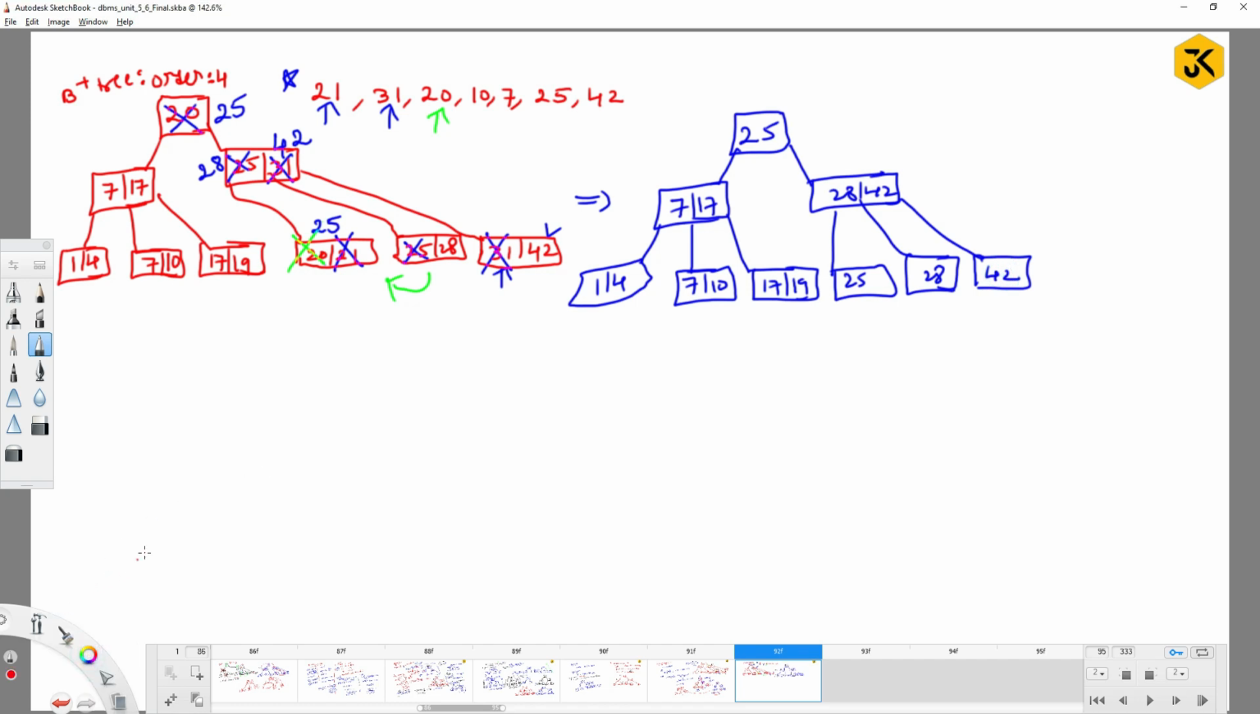Now try to delete the next value. What is the next value? 10, right? If we try to delete the value 10, is there any problem? No problem, it is directly deleted. Okay, good. Next, try to delete the value 7. Yes, there will be a problem. If I delete the 7, I can get a borrow from the right side, I think. If I borrow from the right side, here we are going to get 17, here we are going to get 19. I think it is also very easy, right? So 1 4, 17 19, everything is right.